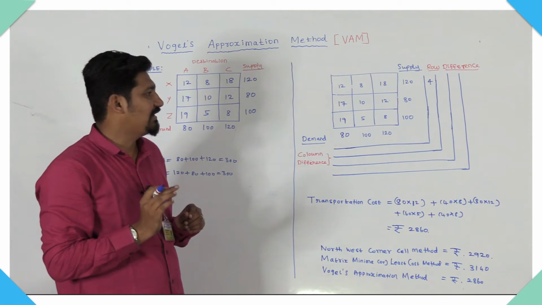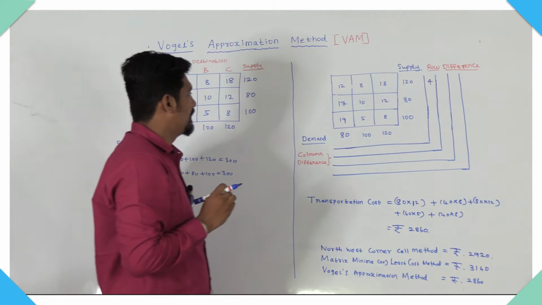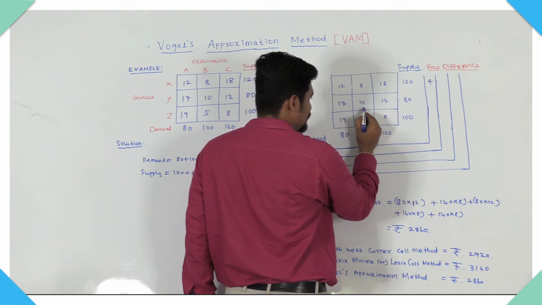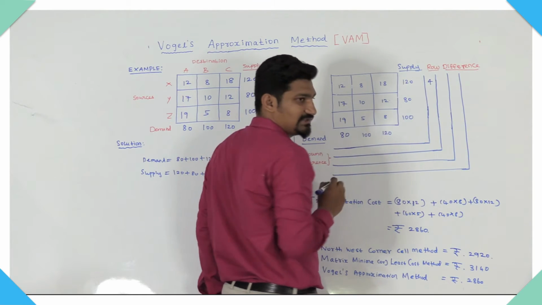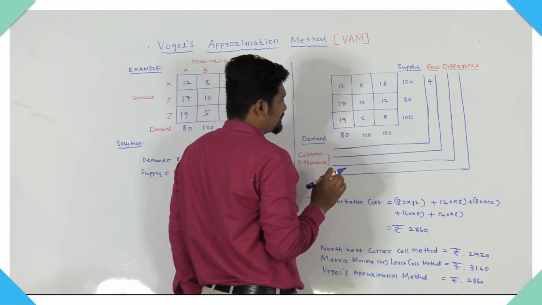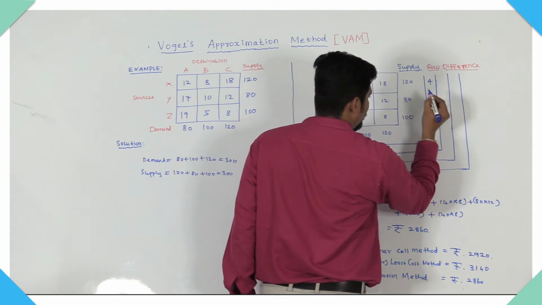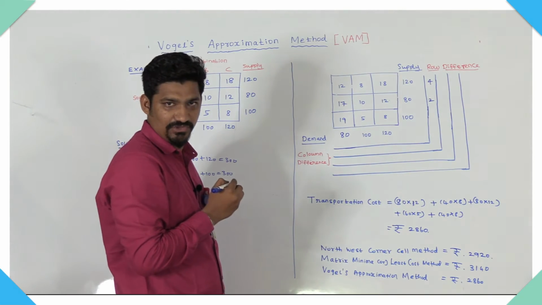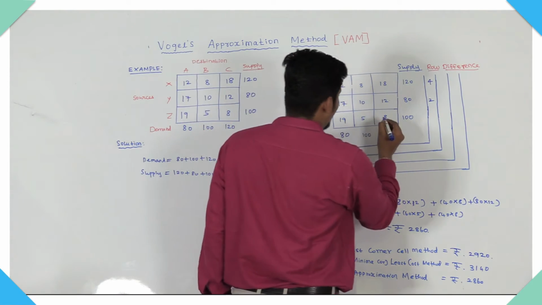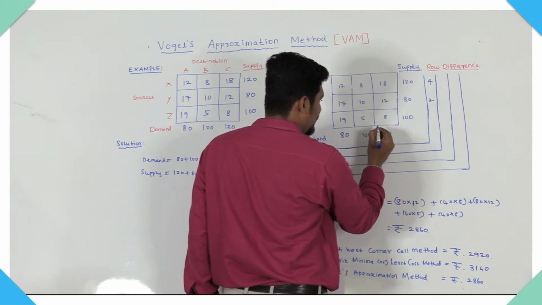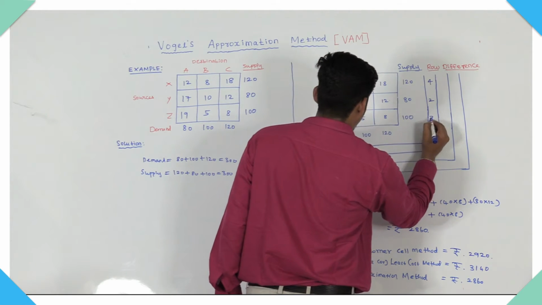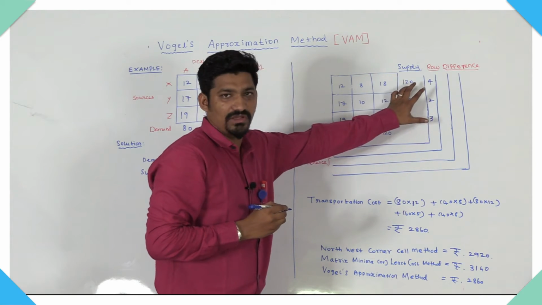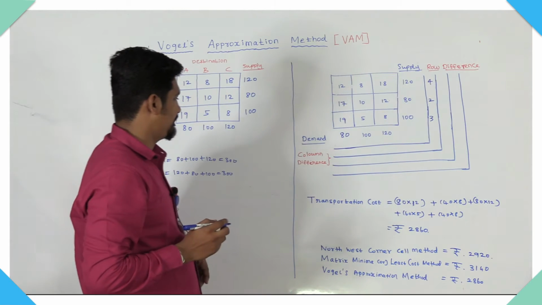For each row or each column. In row 2, which one is the least value? 10 is the least value and the next is 12. Now find the difference between these two values, that is 2. In row 3, which one is the least value? 5 is the least value and the next least value is 8. Now find the difference between these two values, that is 3. These values are called the row differences.